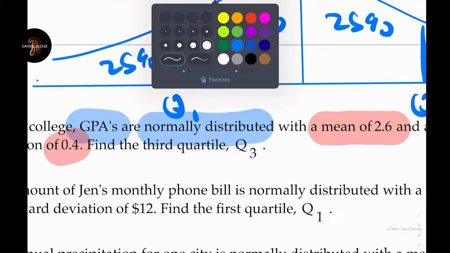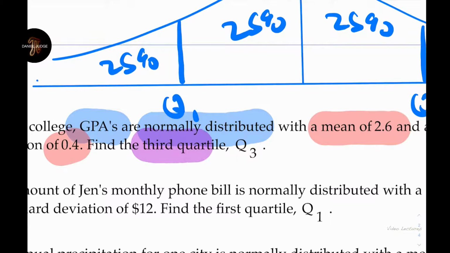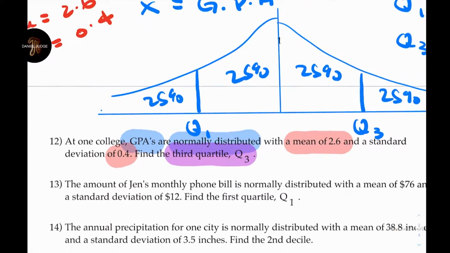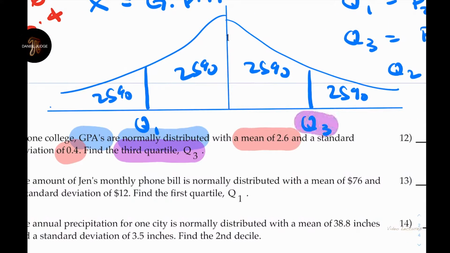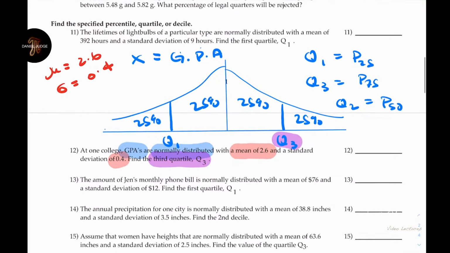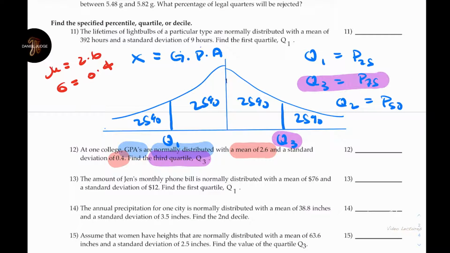Maybe we should color it a different color. Q3. Now remember what we said Q3 really is. It's right here. Q3 is the 75th percentile. Okay? So in the bow, yes, this is 2.6. This is where the mean goes. They want us to find this X value, Q3, the third quartile value.